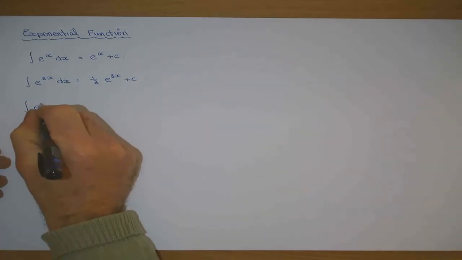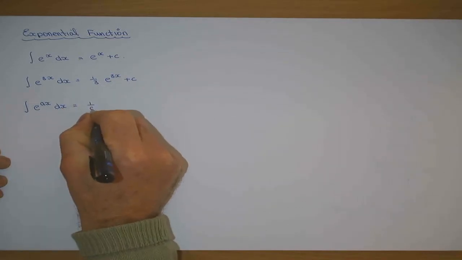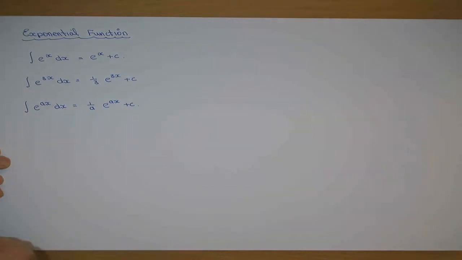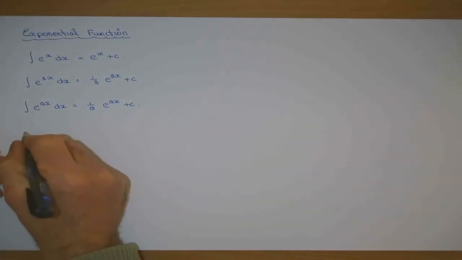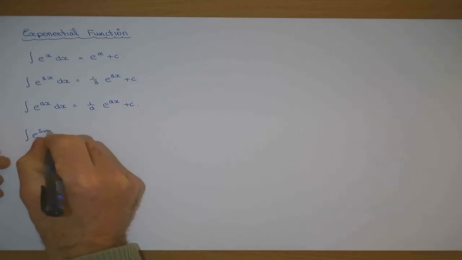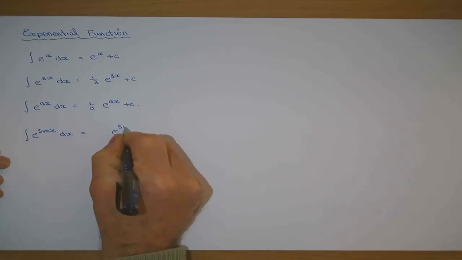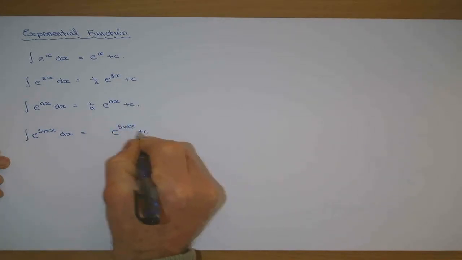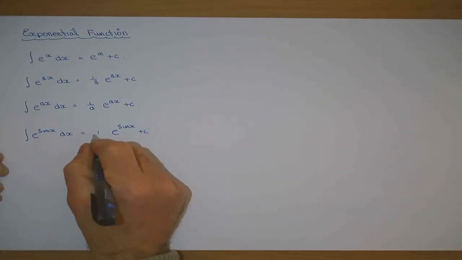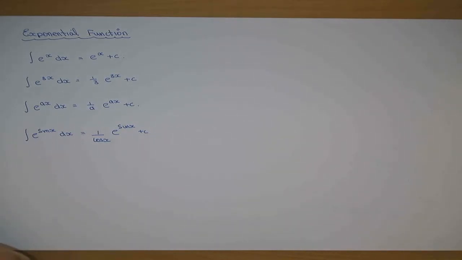And then there's a rule that the integral of e to the ax dx is 1/a times e to the ax plus c. Right? And the integral of e to the sine x dx is equal to e to the sine x plus c. So differentiate sine x, cos x, and you get 1/cos x times e to the sine x plus c.